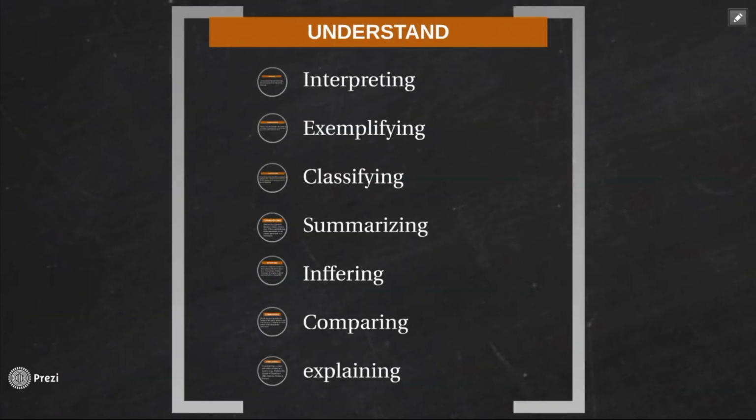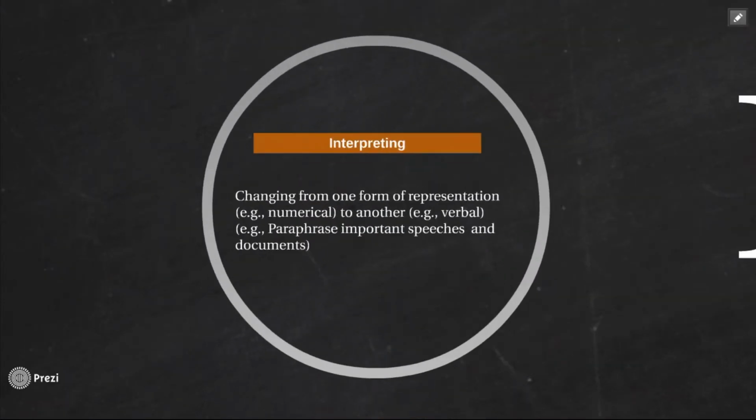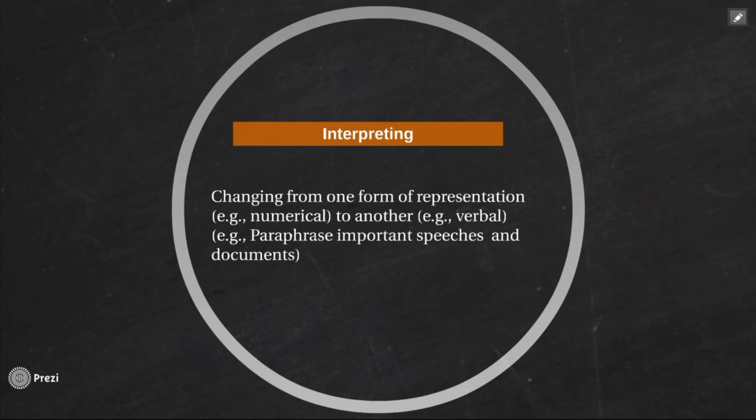The second category is understand. Understand includes interpreting, exemplifying, classifying, summarizing, inferring, comparing, and explaining. Interpreting means changing from one form of representation to another. For example, such as from numerical to verbal, or paraphrase important speeches and documents.